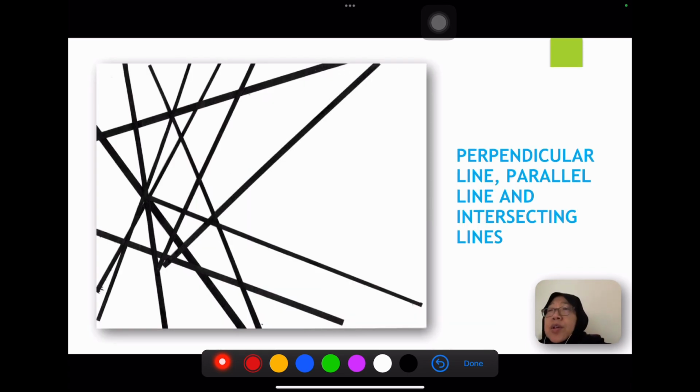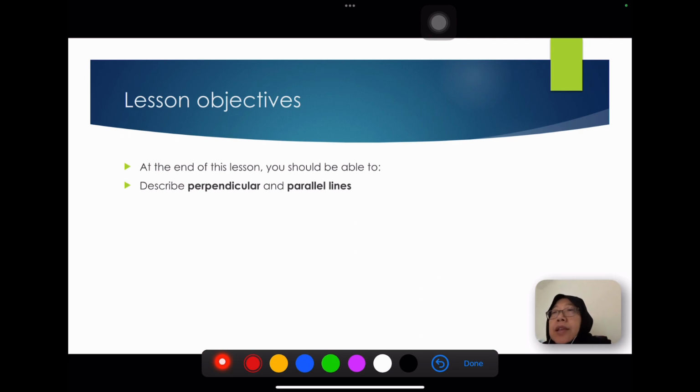So let's look at perpendicular line, parallel line, and intersecting line. We have number 1, perpendicular line. Number 2, parallel line. And number 3, intersecting lines. Okay, lesson objectives. At the end of this lesson, you should be able to describe perpendicular and parallel lines. And if we have the time, we'll go to the intersecting line.